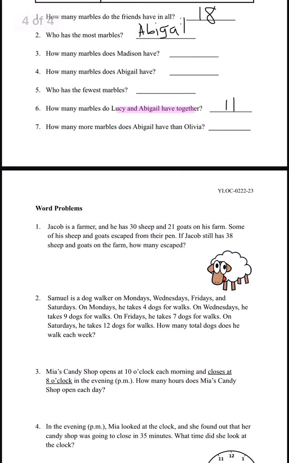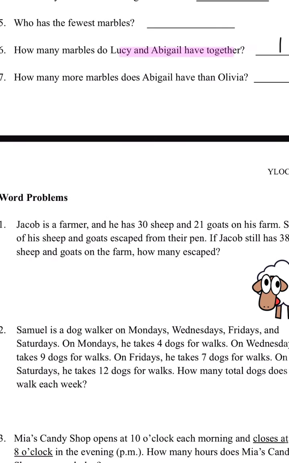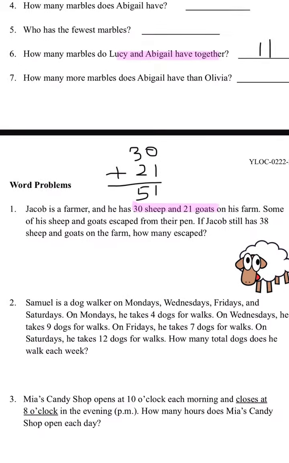Now, word problems. Jacob is a farmer and he has 30 sheep and 21 goats on his farm. Some of his sheep and goats escaped from their pen. If Jacob still has 38 sheep and goats on the farm, how many escaped? So we know that there are 30 sheep and 21 goats. So we have to add 30 plus 21. So 0 plus 1 is 1. 3 plus 2 is 5. So there are 51 altogether.